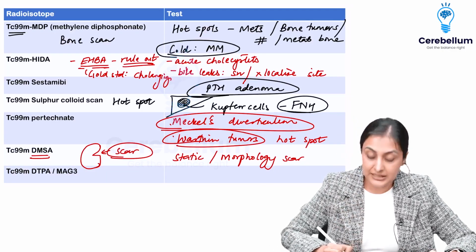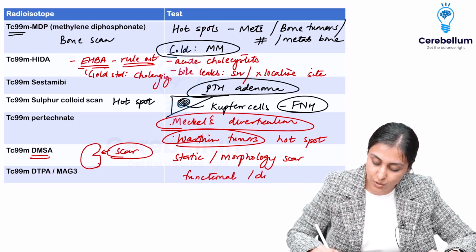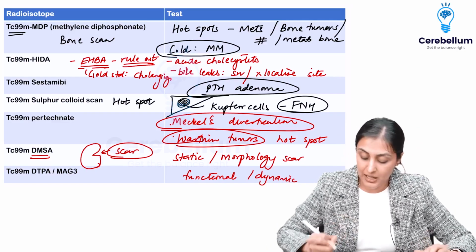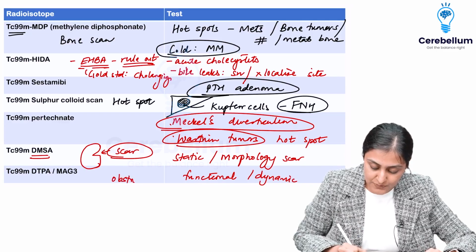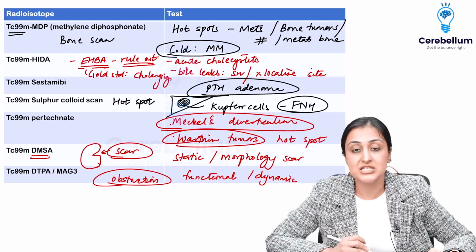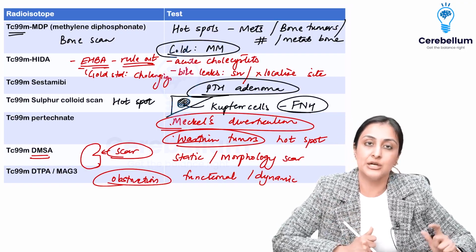DTPA and MAG3 tell us about the function. So these are functional scans or dynamic scans, which tell us about the functional excretion and whether or not there is any obstruction happening in the kidney or not. So they are the investigation of choice for functional or dynamic ability of the kidney.